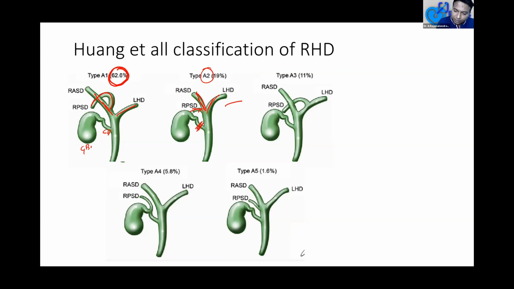So in type A3 also, nothing to worry, because the right postsectoral duct is going to come from the left hepatic duct. So nothing to disturb in Kellogg's triangle. I will be concerned only with Kellogg's triangle. In A1, A2, A3, there is no problem in Kellogg's triangle at all. So we are least bothered about the first three anomalies.